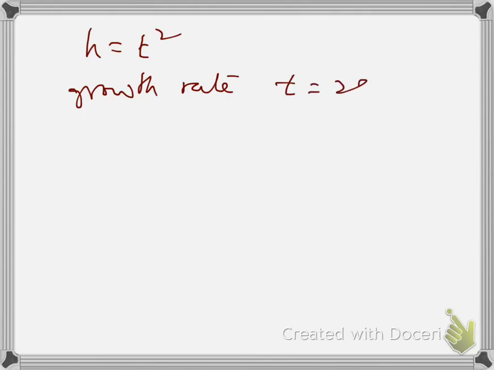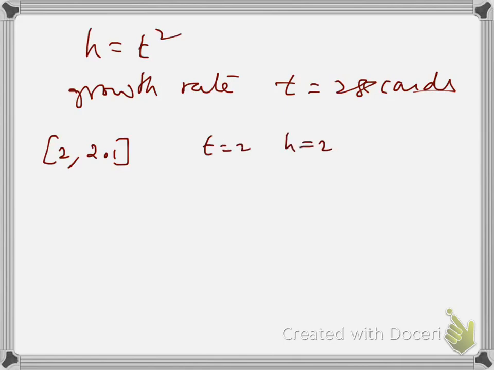Now let us first find, in this example, h equal to t square, the growth rate at t equal to 2 seconds. You can't directly calculate growth rate, so we should go via the route of average growth rate. First I will take 2 to 2.1 seconds. How to find average growth rate? At t equal to 2, height is 2 square. At t equal to 2.1, height is 2.1 square.